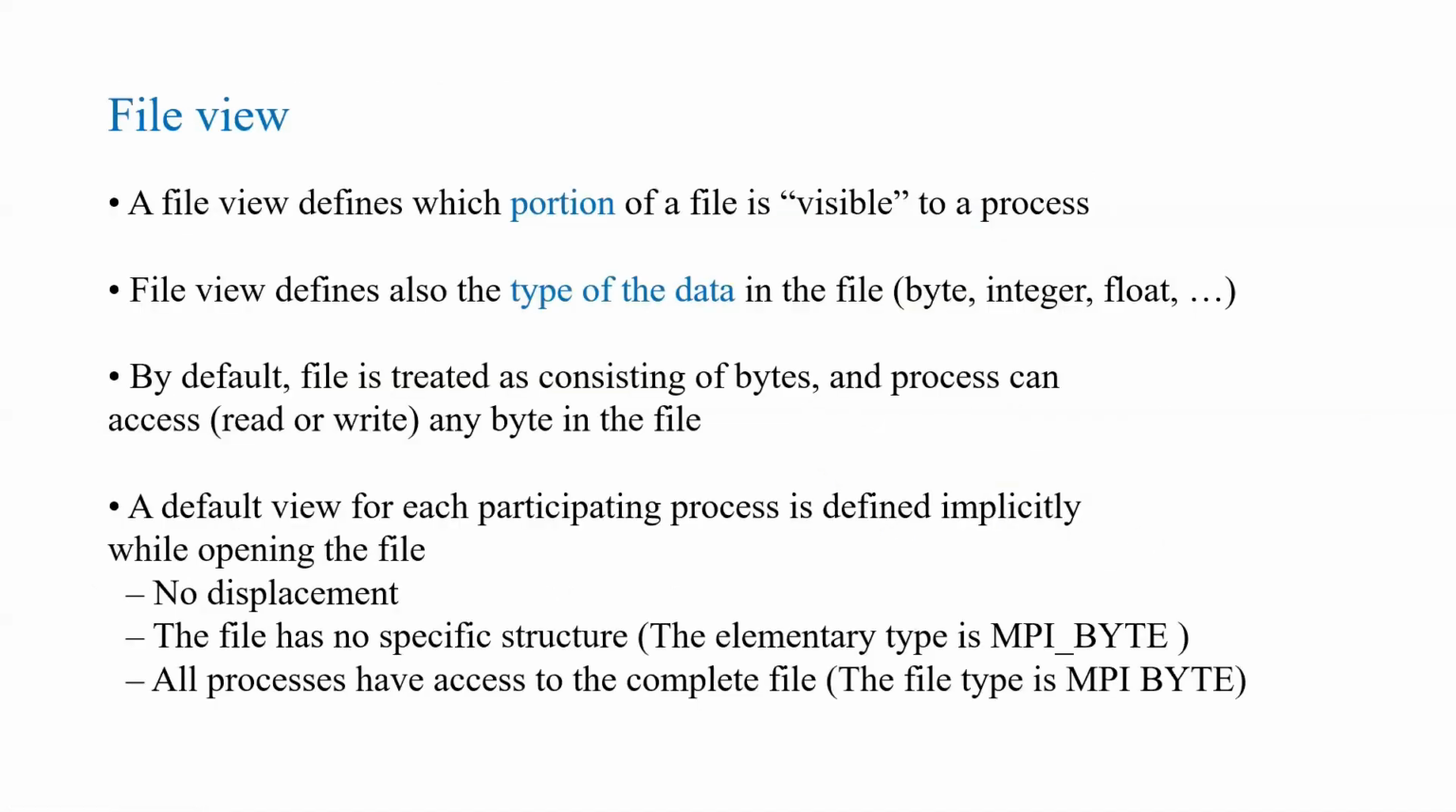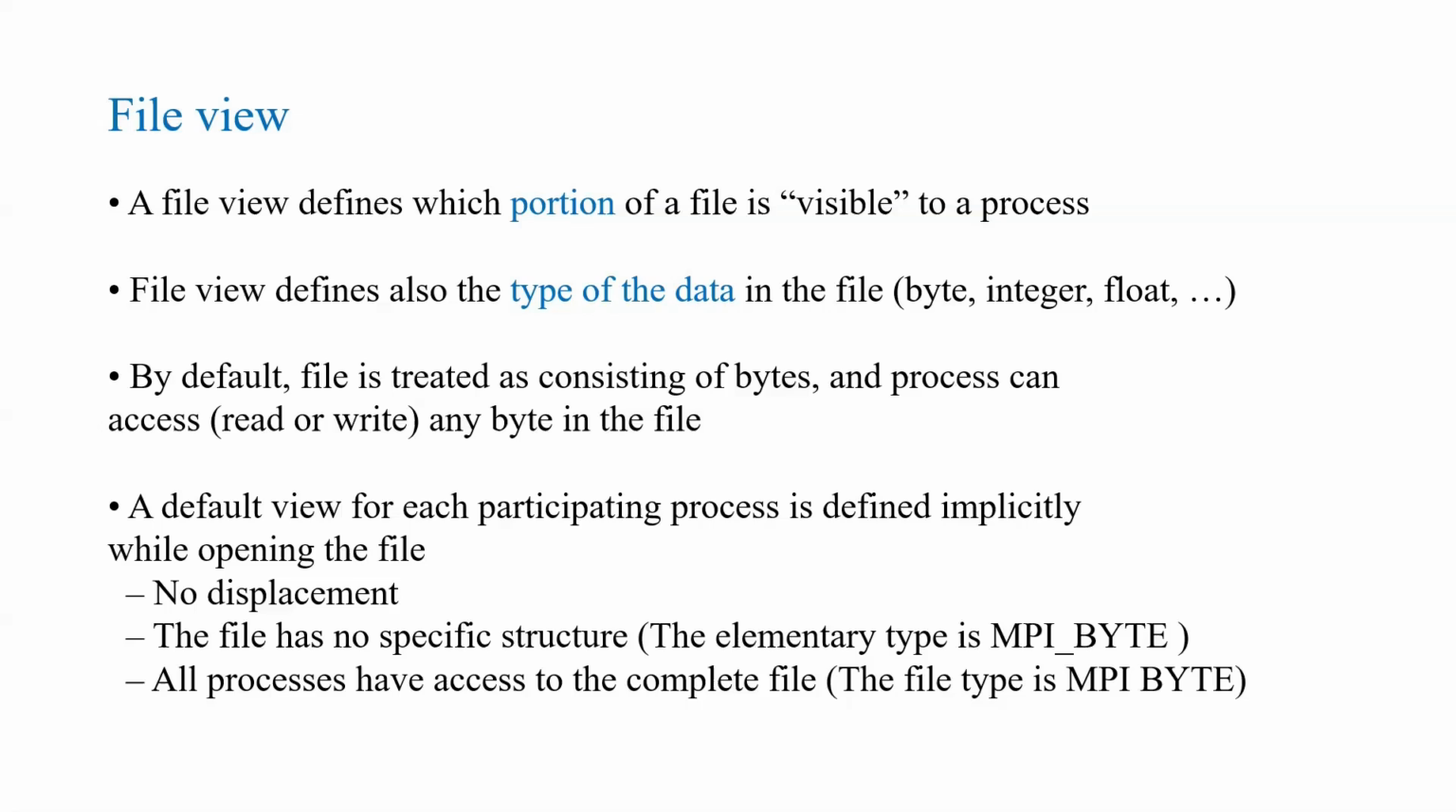Okay, and then we talk about the file view. The file view defines which portion of the file is visible to a process. Each process needs to view a specific portion of the file to be able to read or write to those locations. The file view also defines the type of data in the file, such as byte, integer or float. By default, the file is treated as a sequence of bytes, and the process can access, read or write any byte in the file.